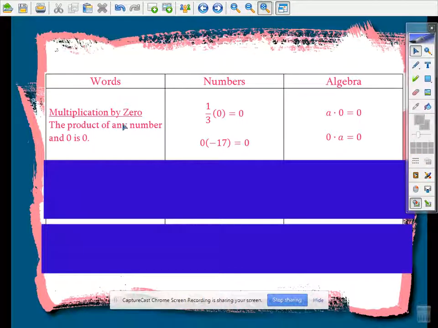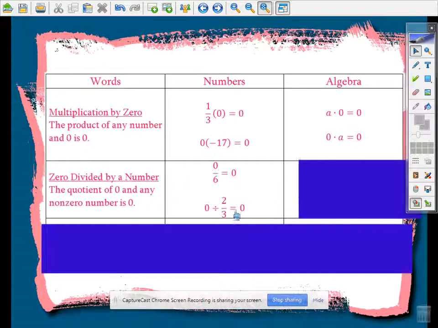All right, so multiplying by 0, the product of any number and 0 is 0. So no matter what you multiply by, you're going to get 0. A fraction times 0 is 0. 0 times a negative number. It doesn't matter about the signs. Anything times 0 is 0.